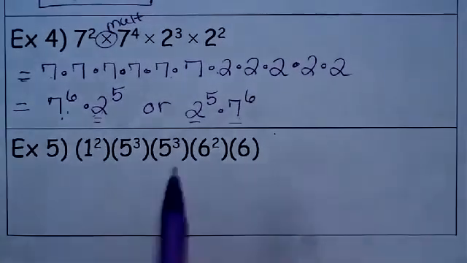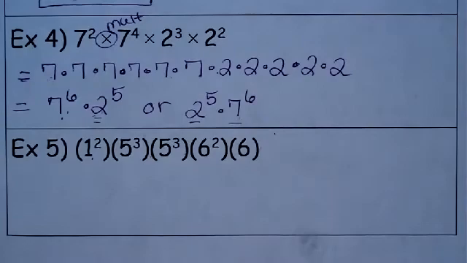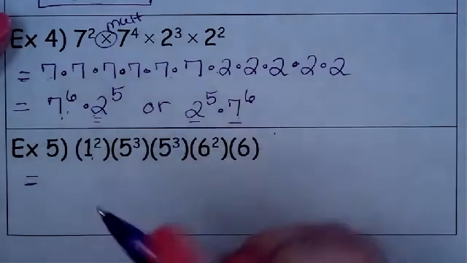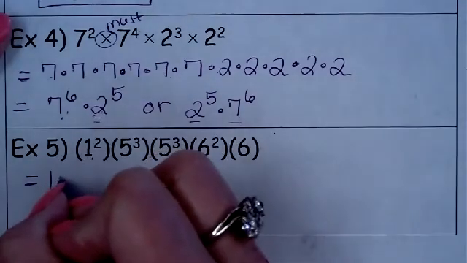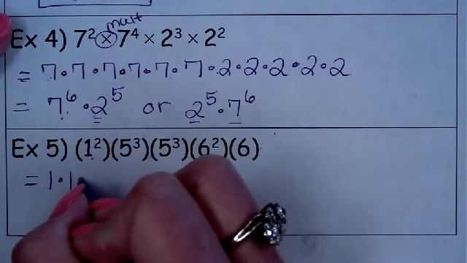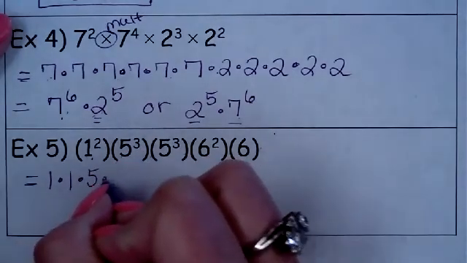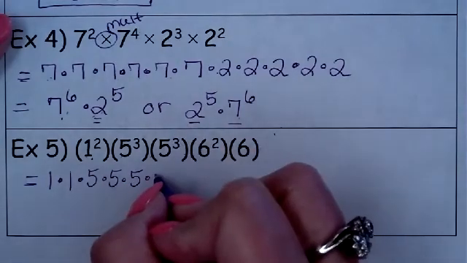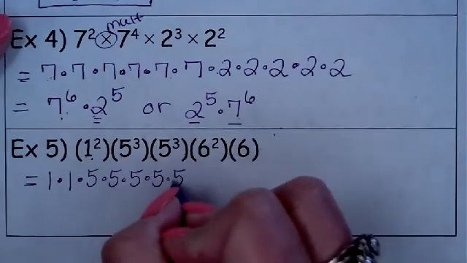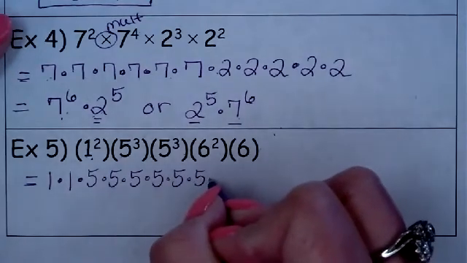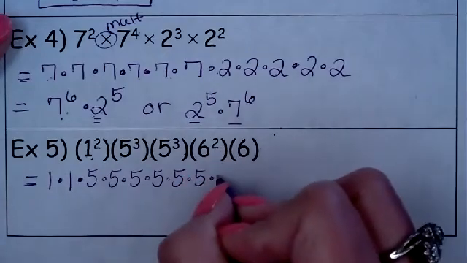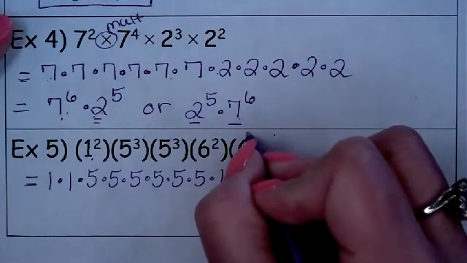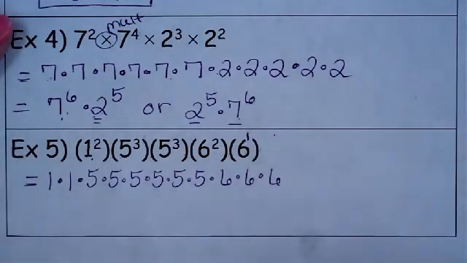Now, look at number 5. Here, I notice I have 3 different base numbers, okay? So that's fine. I can have as many as I want. 1 to the 2nd, that is 1 times 1 if I expand it, times 5 to the 3rd, 1, 2, 3. This 5 to the 3rd is 3 more 5s, 1, 2, 3. Notice I'm being very careful about counting. Times 6 to the 2nd is 6 times 6 times, now this 6 right here, no exponent means there's 1 there, so that's just 1 more 6.